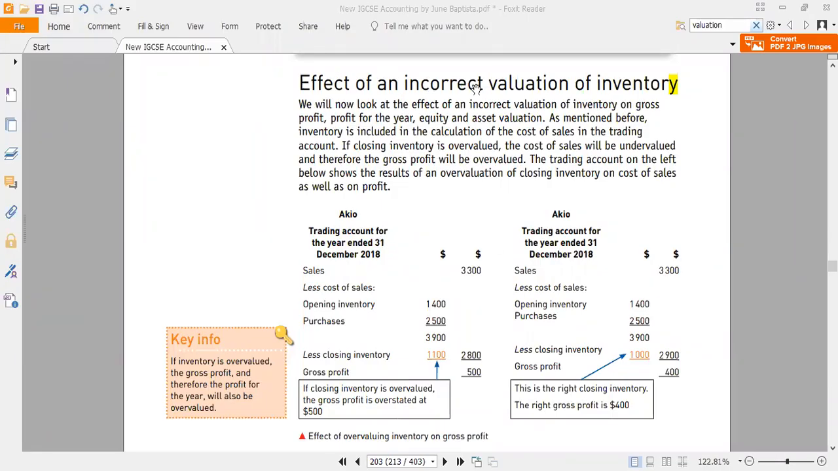Okay, effect of an incorrect valuation of inventory. Now we will discuss the effect of incorrect valuation of inventory. If your valuation is wrong or incorrect, then what will happen to the profit? How does it affect the profit? We will look at the effect on gross profit, and on profit for the year. Profit for the year means net profit, and also equity and asset valuation.